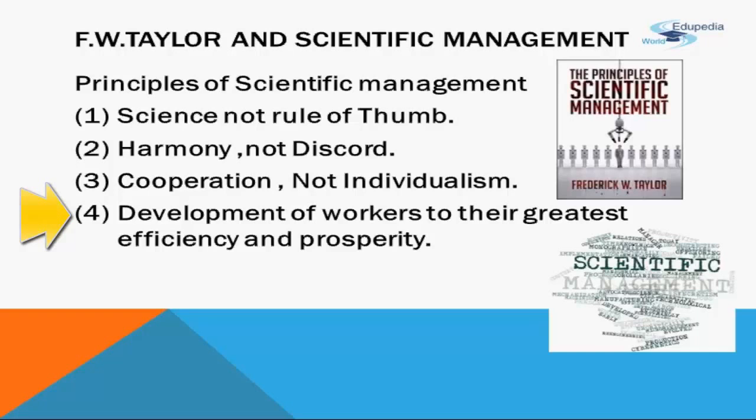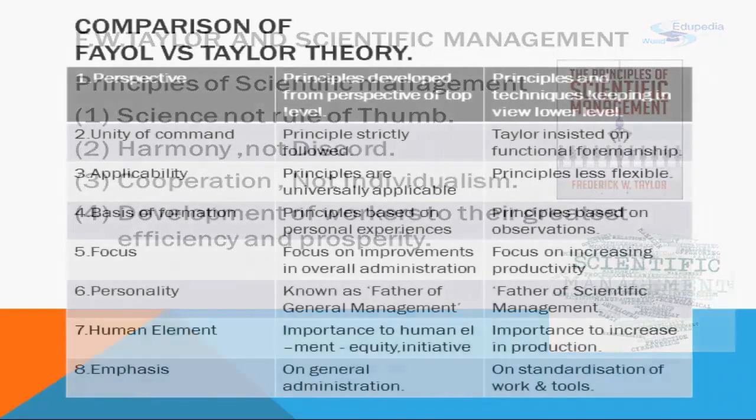So these four principles of scientific management were framed by F.W. Taylor. That is, science, not a rule of thumb; harmony, not discord; cooperation, not individualism; and development of workers to their greatest efficiency and prosperity. So students, now we have discussed the principles of management, Fayol's 14 principles, as well as 4 principles as framed by F.W. Taylor in line with the scientific management. That's why I said F.W. Taylor and scientific management. Now let's go ahead, students.